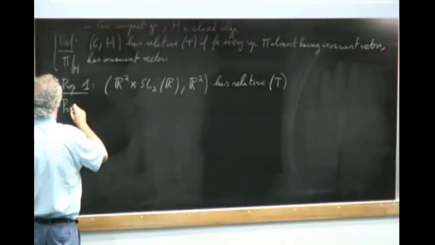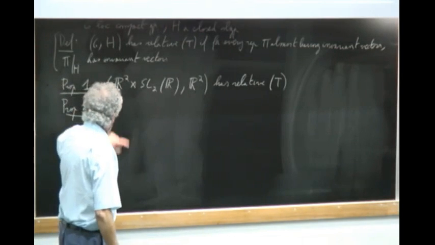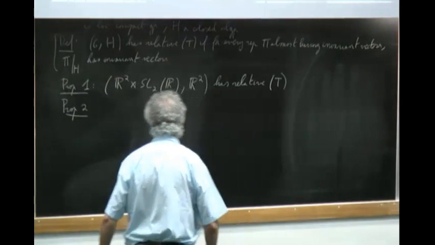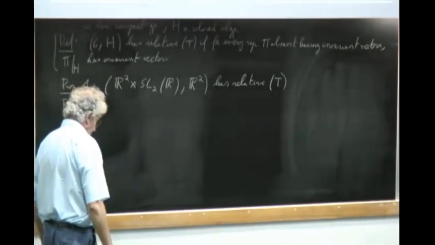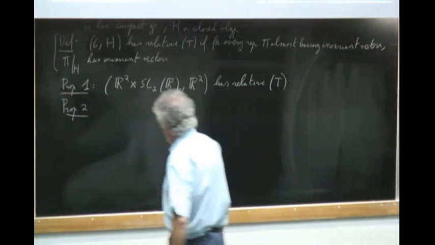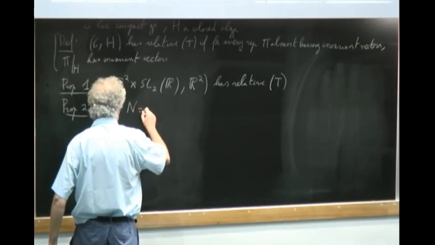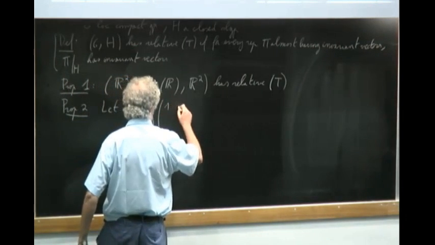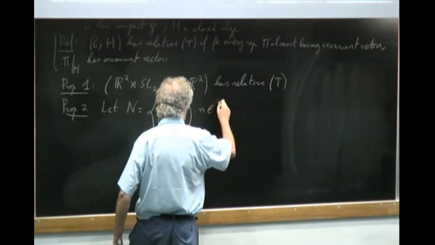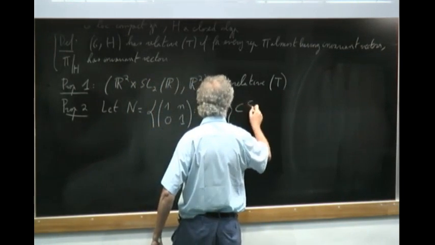So this has relative T, and this is due to Kazhdan. The second proposition actually goes back to Mautner in the 50s. And it's a property of representations of SL2R. And it says the following. Take the upper unipotent subgroup N in SL2R.